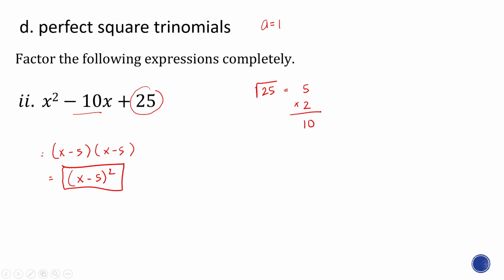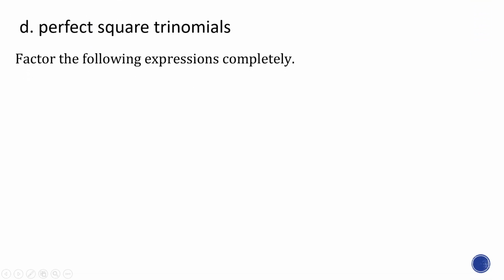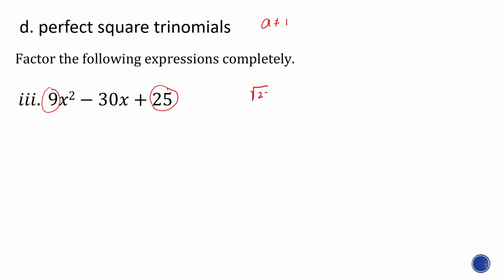Let's go to the third example. Here we have a 25, and as you notice, a here is not equal to 1. We have a 9. Now, let's check the square roots. The square root of 25 is 5, and the square root of 9 is equal to 3. So both 25 and 9 are perfect square numbers.